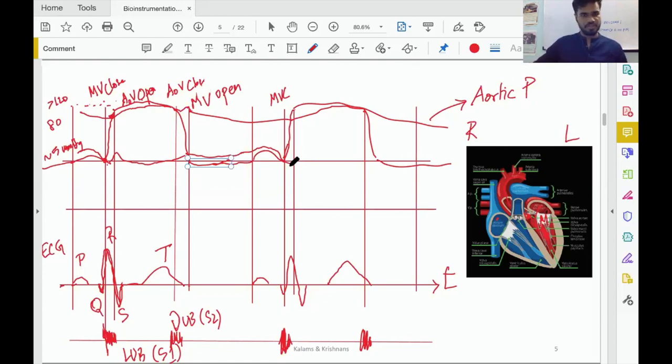Great. So there are some effects due to the ventricles pumping, then it remains, and then when the mitral valve opens, it becomes higher. It slightly remains higher, then goes to the next cycle. Clear?